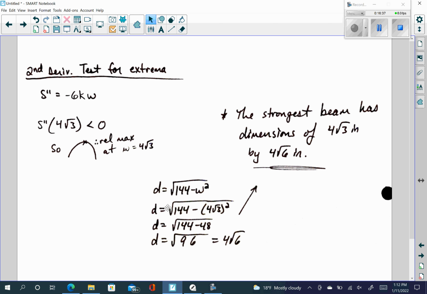And we just want to find d. So using w equal to 4 radical 3, this is the calculation we get, simplifying the radical. So we would say, therefore, the strongest beam has dimensions of 4 radical 3 inches by 4 radical 6 inches.